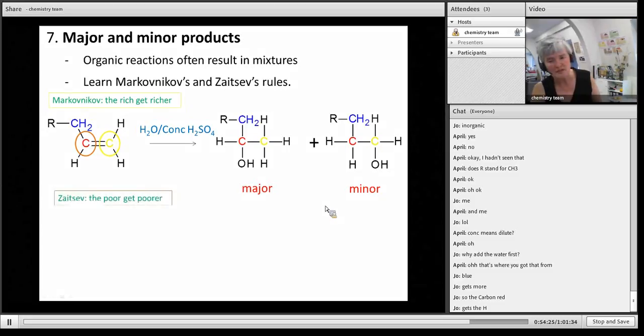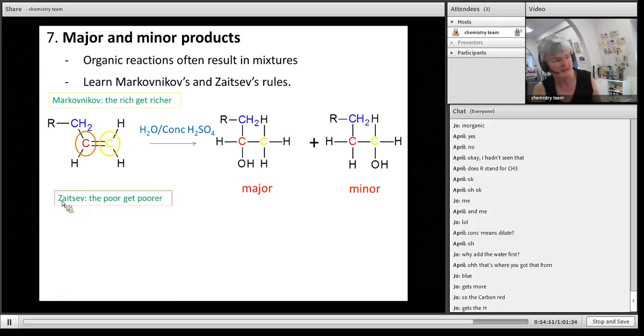Zaitsev is the opposite. Now there are different spellings, by the way, for Markovnikov. I've seen it with F's, and I've seen Zaitsev with an S, S-A-Y, and it's simply because these were both Russians. The Russian alphabet is different, and it depends on whether the translation came from the German side or the whatever, because a German S is like a Z.